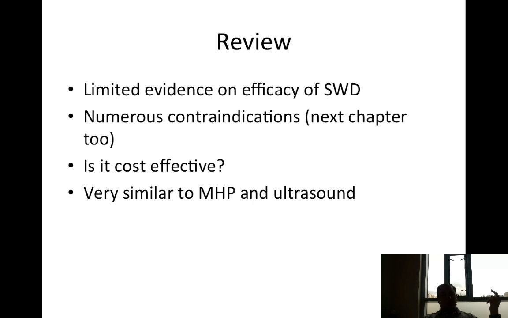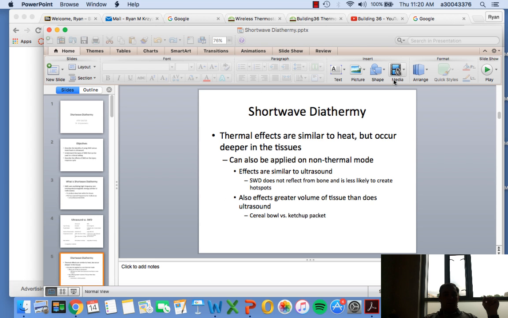It's very similar to a moist hot pack and ultrasound, but remember, moist hot pack is superficial heating. Ultrasound theoretically could be both. It could be a superficial or a deep heating modality. That's all. This lecture is pretty short.